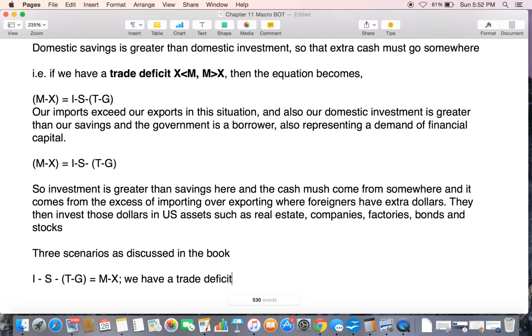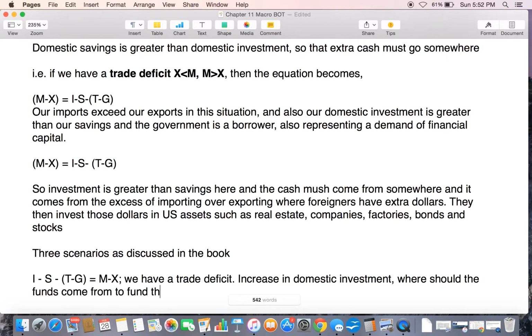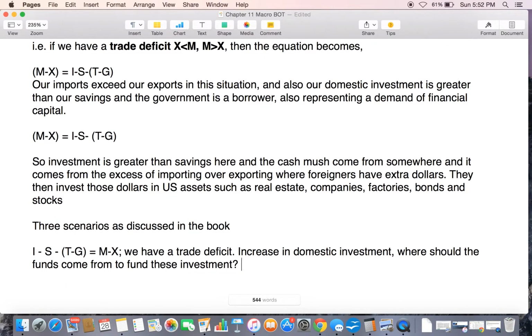And this is represented as our imports being greater than our exports. So when our imports are greater than our exports and we have an increase in domestic business investment, where should the funds come from to fund these investments? If firms are going to go out and build more factories and try to improve their capital, maybe they're going to have new tools and technology to build better products and services for us, and that costs money. Where are they going to get the funding to do that?